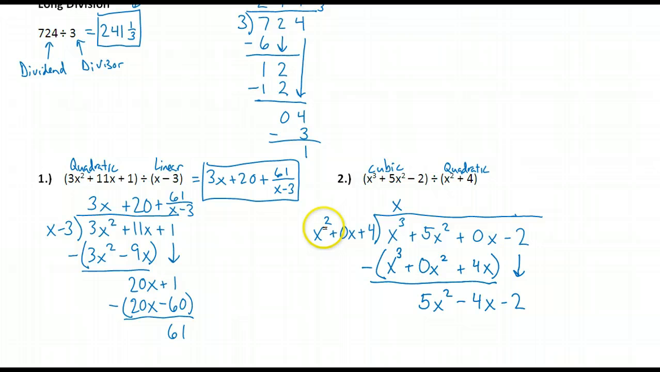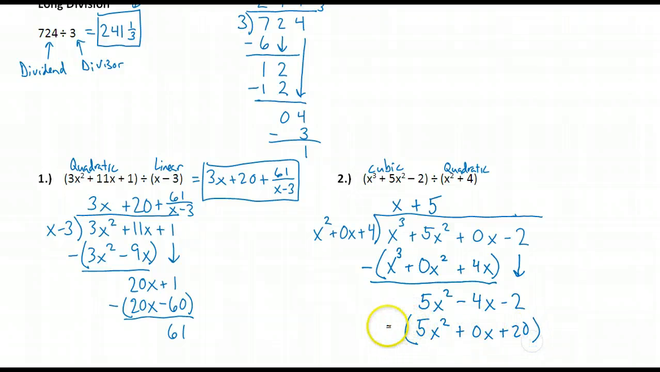How many times does x squared go into 5x squared? Positive 5 times. 5 times x squared plus 0x plus 5. I'm going to write my answer right here. 5x squared plus 0x times 5. 0 times 5 is 0x plus 20. I still want this placeholder here, so I can do my subtraction.